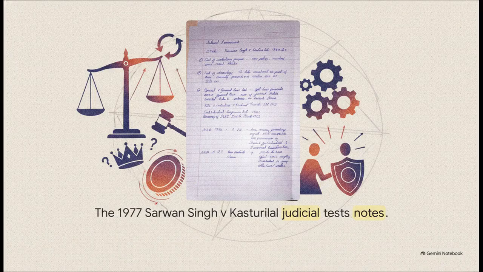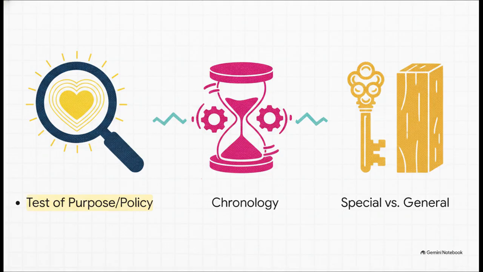To referee this kind of heavyweight fight, courts rely on a judicial framework established decades ago in the 1977 Sarwan Singh case. When faced with two non-obstante clauses just staring each other down, the system needed a bulletproof way to crown a winner. So the Supreme Court established three crucial tests to resolve this. First is the test of underlying purpose. What is the actual core policy or social objective of each law?